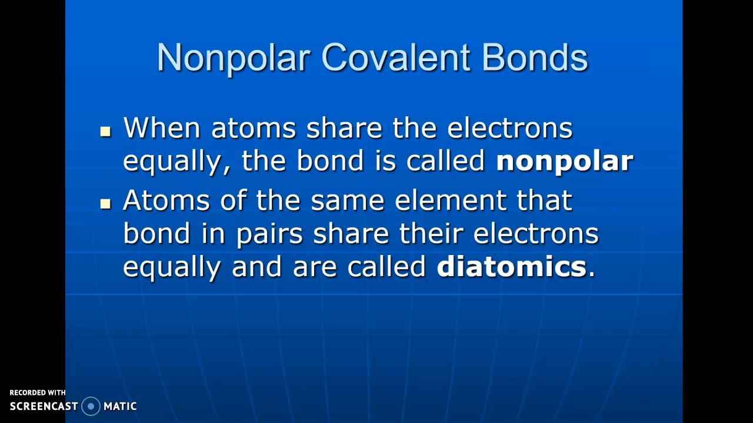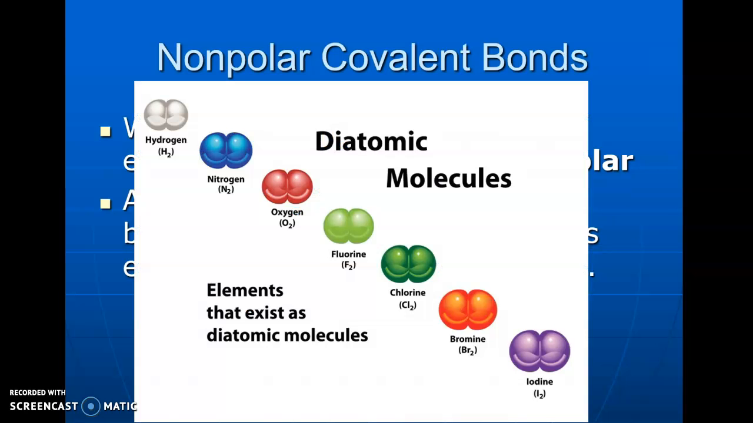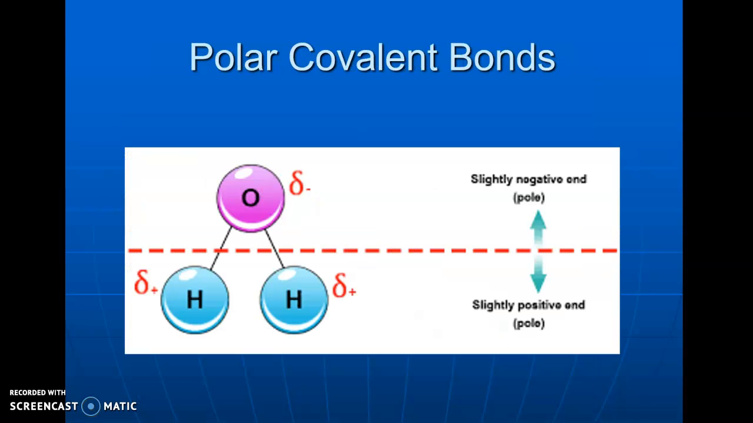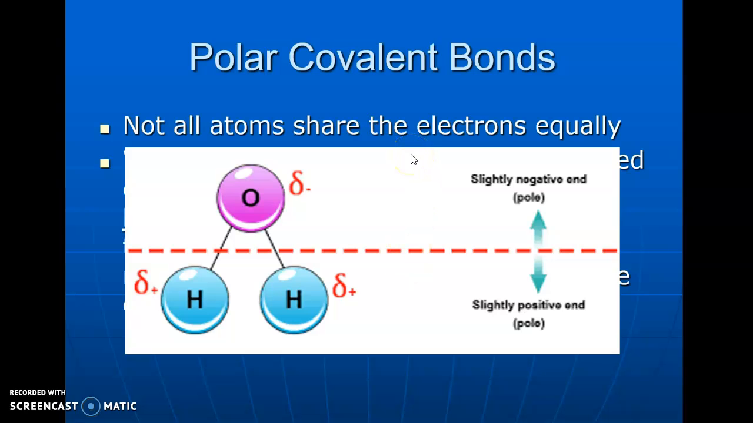By sharing their valence electrons, they are slightly more stable than they are as individual atoms. And so they form covalent bonds. But because those electrons are shared very evenly, they are called nonpolar covalent bonds. So you can see here a diagram that includes the 7 diatomics: hydrogen, nitrogen, oxygen, fluorine, chlorine, bromine, and iodine. But what happens if they don't share evenly?